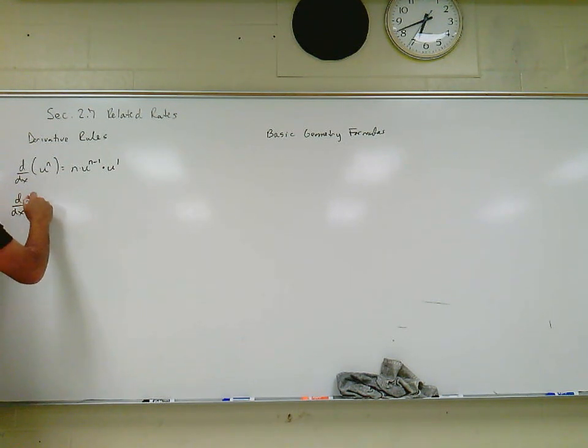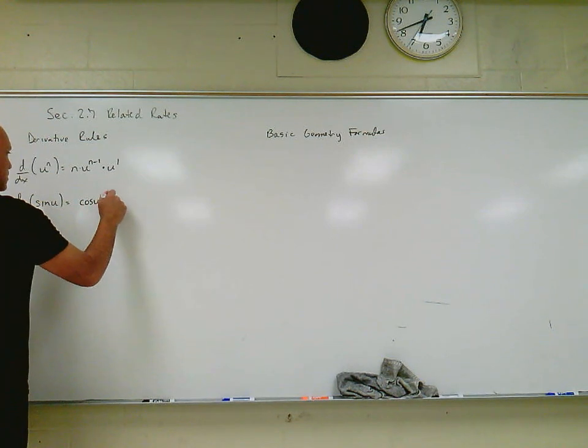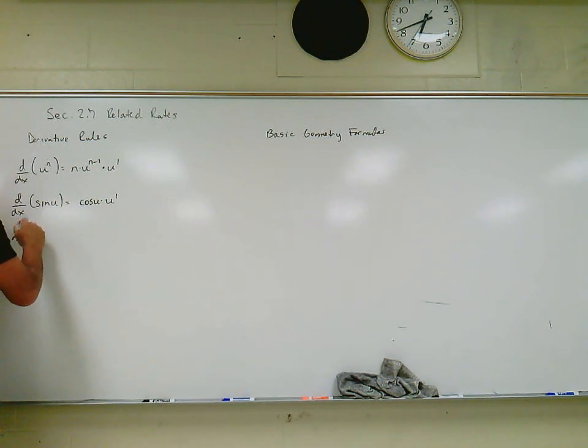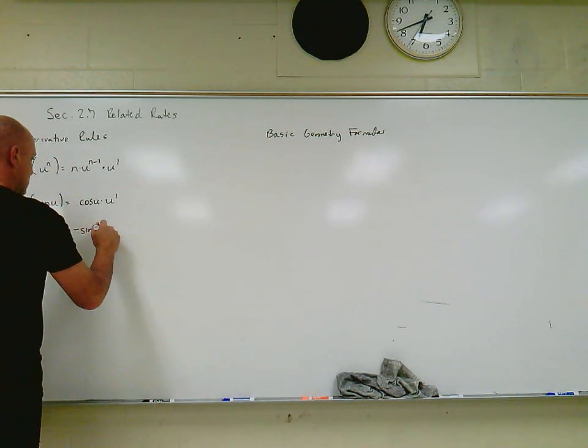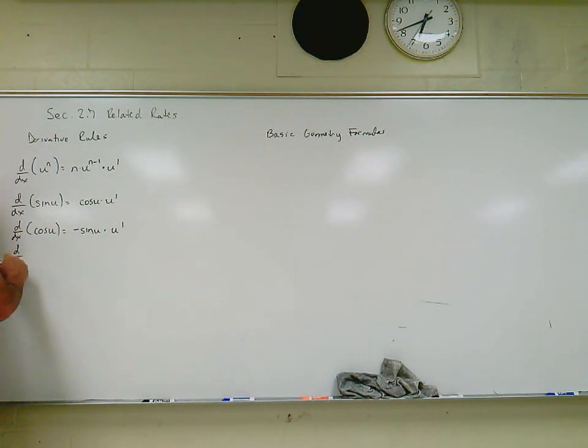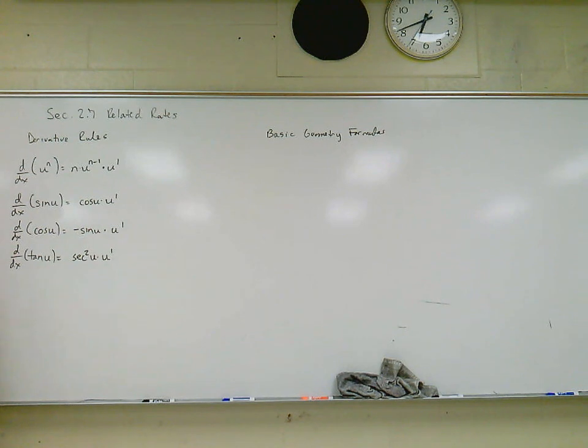Our trig rules. So I'm going to call it out, you tell me. Derivative of sine u times u prime. All right. Derivative of cosine u. Negative sine u times u prime. So this is a game. You have 3 seconds to give the answer. Derivative of tangent u. Secant squared u times u prime. If you don't know it in 3 seconds, you don't know it. So we got to know it better, right?